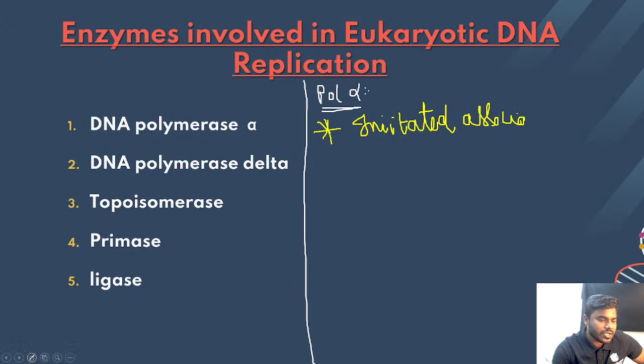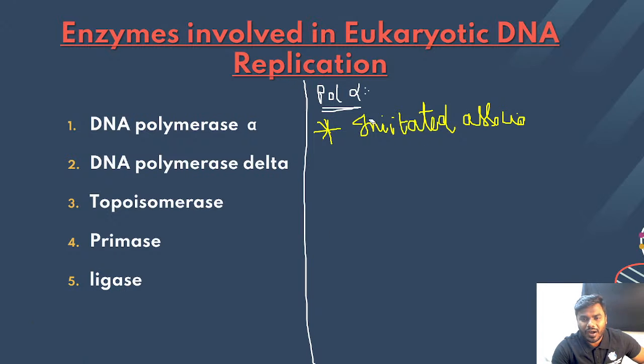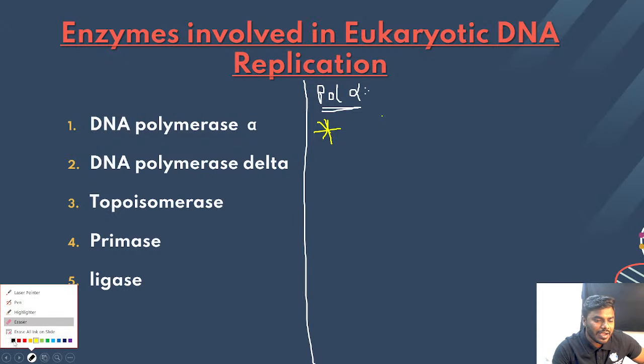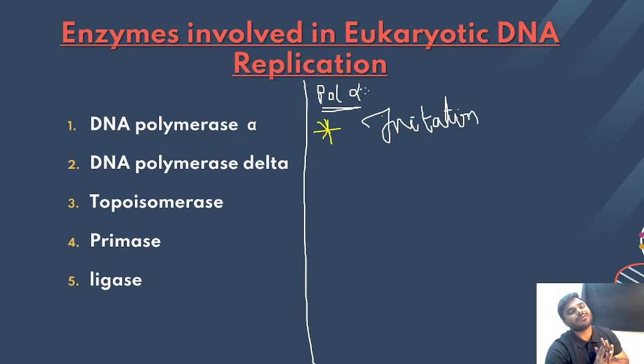Or otherwise you people can remember like this. DNA polymerase alpha is the enzyme which is associated with the process of initiation. Just directly remember, which will start the process of initiation is the polymerase alpha. Now here comes an interesting point.